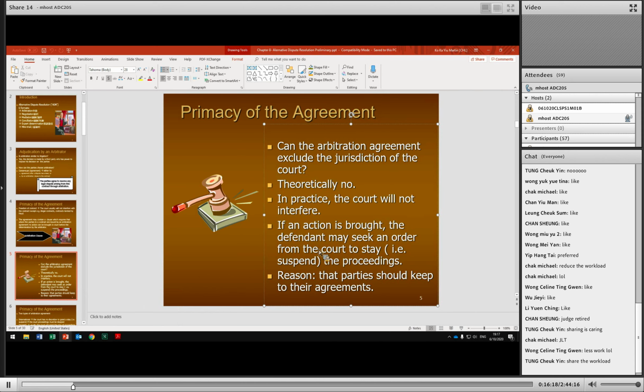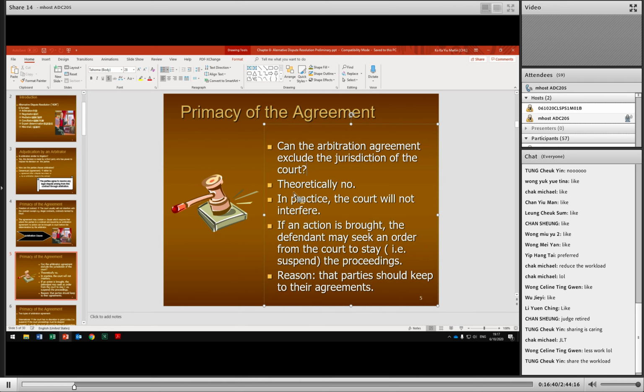Because arbitration is self-financing. Self-financing means that the arbitration center does not receive any subsidy from the government. They can generate good enough income for the center. They don't need the subsidy from the government. So it's very different from legal aid.